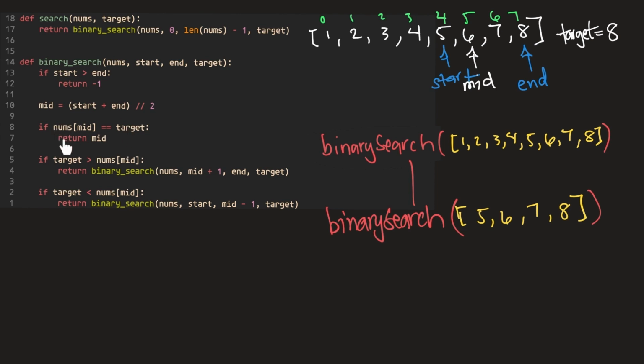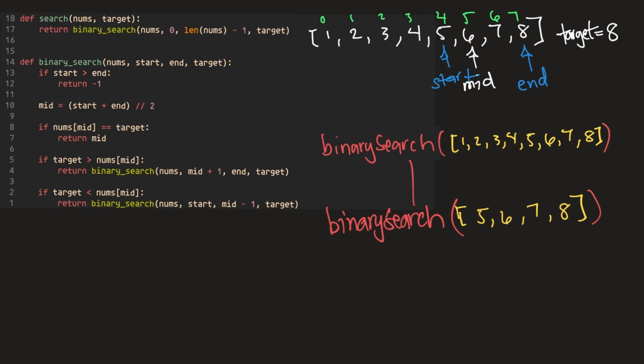And once again, we want to check to see if our mid value is equal to target. Our mid value is 6 and our target's 8, so they are not equal. So then once again, we'll go down here. And we're going to again check to see if our target is greater than our mid. Our mid is 6, our target is 8, so our target is indeed greater than our mid. So that means that we need to continue to search the right side of our array. So we're going to return another call to binary search with our starting point being mid plus 1 once again.